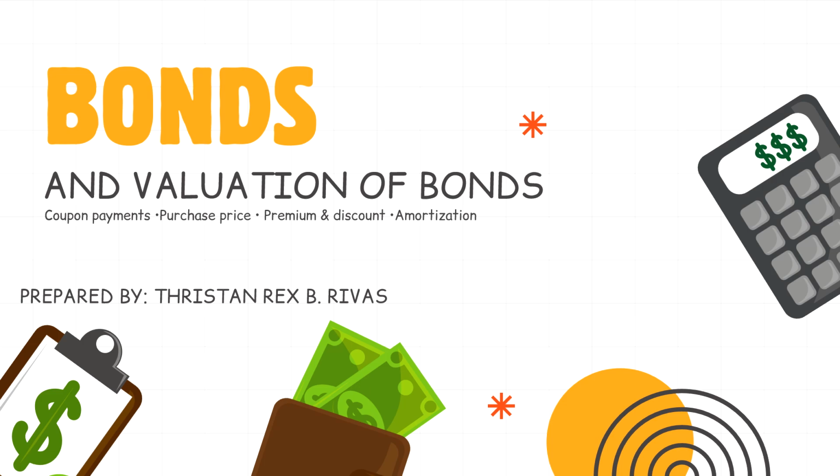Good day, everyone. Today, our topic is bonds, specifically how bonds are valued. We'll walk through four things: how coupon payment works, how to compute a bond's purchase price, what premium and discount mean, and how a premium gets amortized over the life of a bond. So let's start.